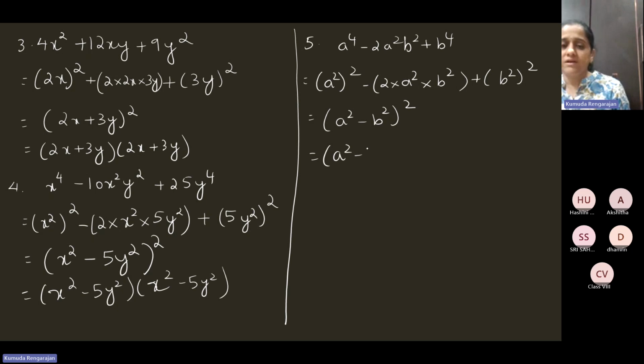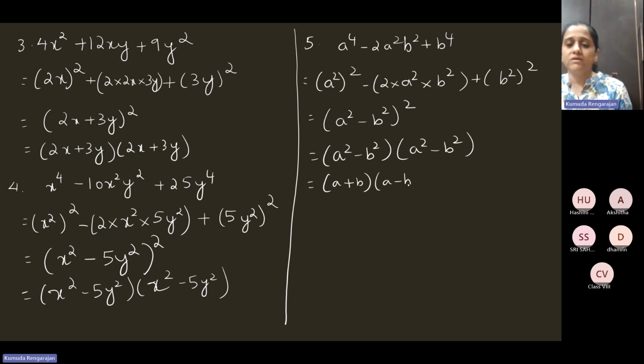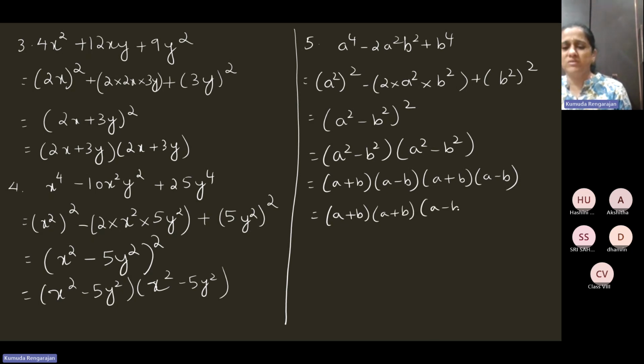Okay, so write this 2 times. A square minus B square, A square minus B square, and then A squared minus B squared is A plus B into A minus B. Again, A squared minus B squared is A plus B into A minus B. So you can write this as A plus B into A plus B into A minus B into A minus B. If you want, you can just rearrange like this. Otherwise, you can stop here.